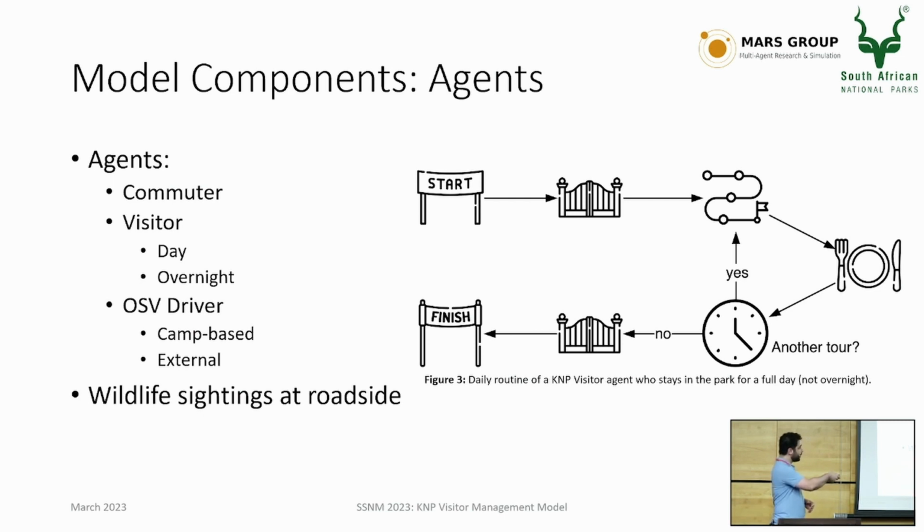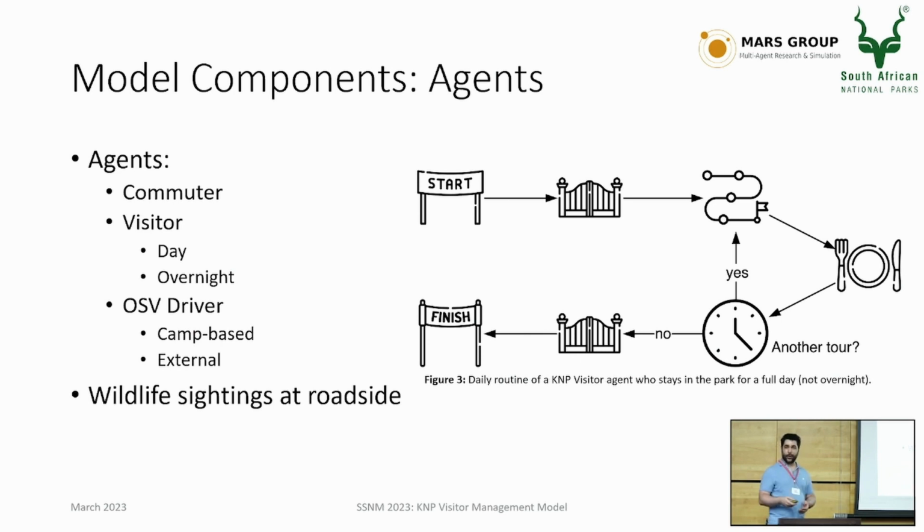On the right, this little icon-based diagram shows a typical routine of a daytime visitor. That consists of entering the KNP through a gate, then doing some random exploration in search of wildlife for some time, probably stopping either to go to the restroom or to have lunch, or maybe both, at a rest camp, picnic spot, or something similar, and then probably repeating that cycle, but making sure to leave the park through a gate again before closing hours. So that's how we model, for example, the daily routine of a daytime visitor.